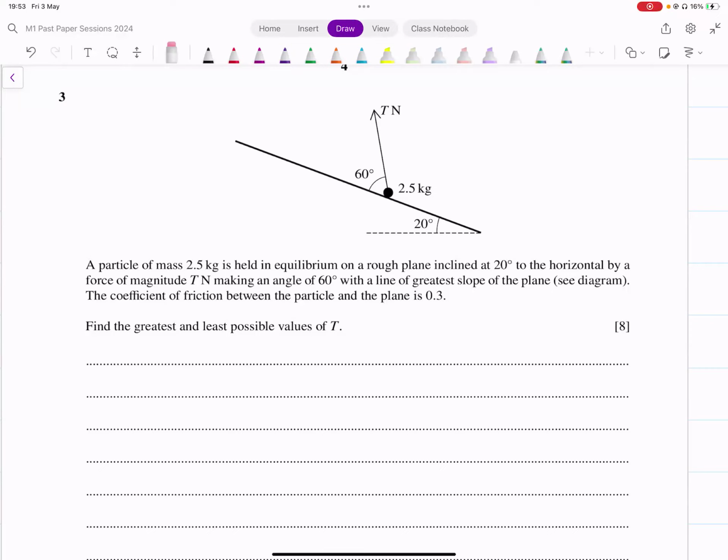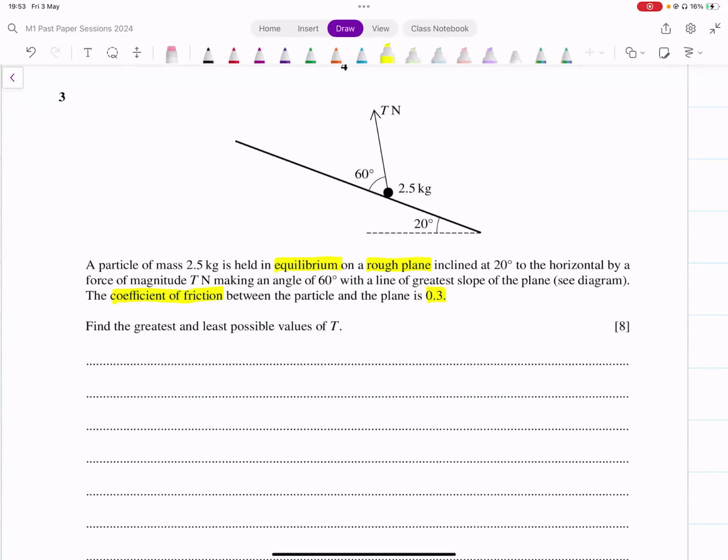Okay, let's look at question number 3. Now, let's try this. It says the particle of mass 2.5 kilograms is held in equilibrium. This is also equilibrium. It's on a rough plane inclined at 20 degrees to the horizontal by a force of magnitude T Newton, making an angle of 60 degrees to the line of greatest slope. You can see that in the diagram. The coefficient of friction between the particle and the plane is 0.3. Find the greatest and least possible values of T.